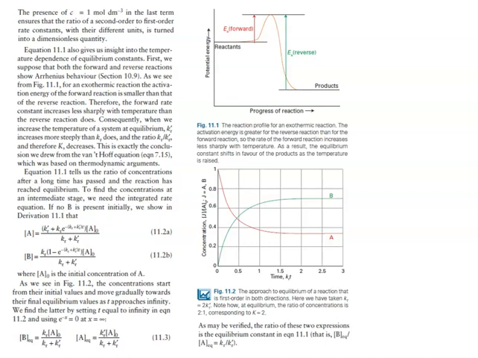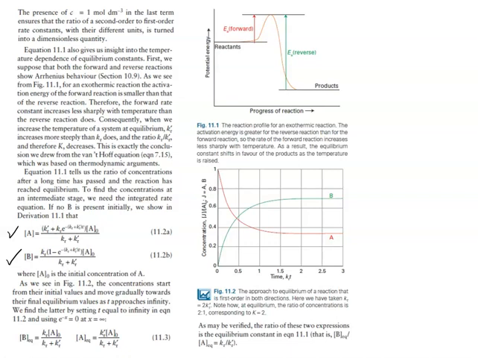So, equation 11.1 tells us the ratio of concentrations after a long time has passed and the reaction has reached equilibrium. To find the concentration at an intermediate stage, we need the integrated rate equation. If no product B is present initially, we show in the derivation in the text the following, where A naught is the initial concentration of A.